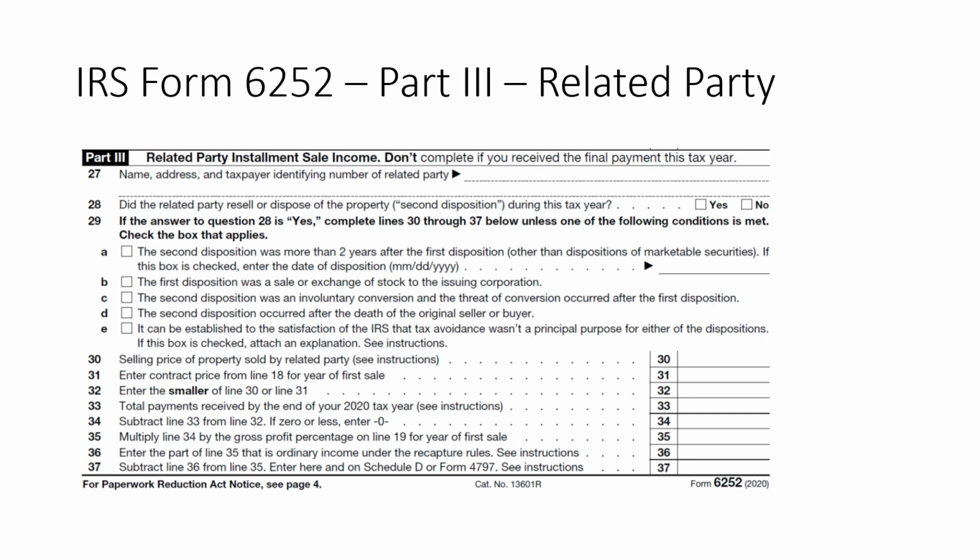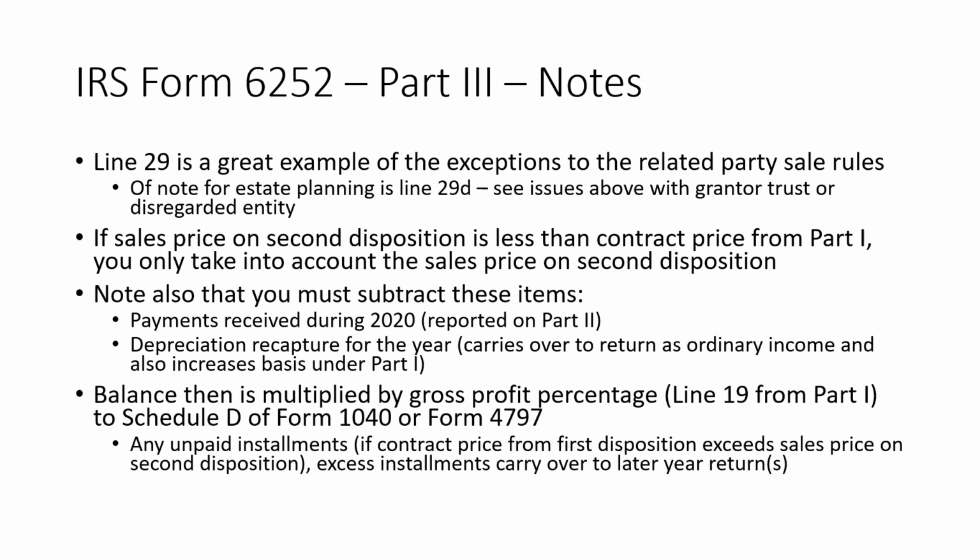Now, here's part 3, and note that all we're really concerned with here on line 29 is whether or not there was a second disposition, i.e. did the related party sell the property during the year? If not, you don't really need to worry about the rest of this part. If so, then there's going to be certain things that come into account.